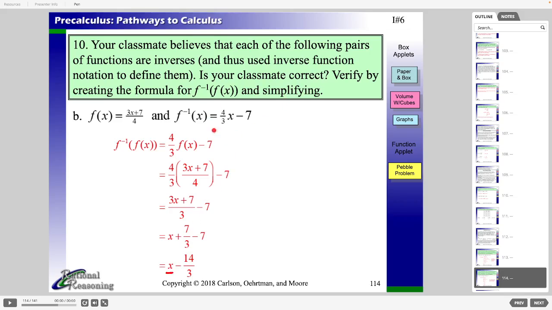So in the verification process, you can't just take the 3 and cancel it with the 3, and then have a 7. See, these 3s you can't cancel. Maybe you thought you could, but you can't, because the 3 has to distribute to both parts. So in this case, we don't have an inverse, because we did not get back to where we started. We started at x, we did not end at x. We ended up with x minus 14 thirds. A little different place.